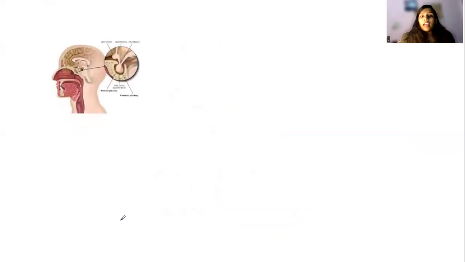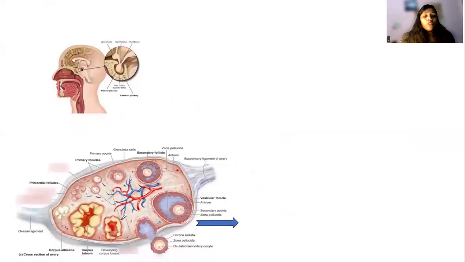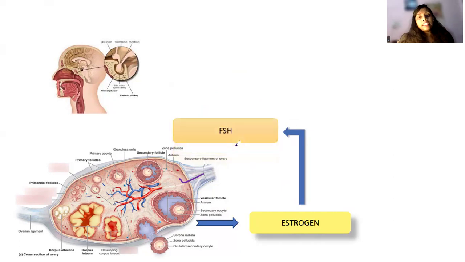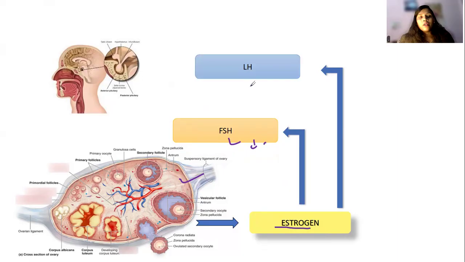Now, again, let's talk about the woman, the same thing. As this follicle increases, it releases a hormone which is known as estrogen. This estrogen has a very beautiful role. Number one, the estrogen has a negative role on the FSH. And as the value increases here, it has a positive feedback on LH. Always remember, estrogen and progesterone are going to work opposite.